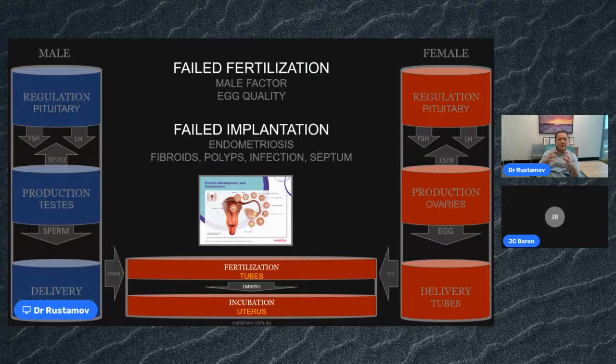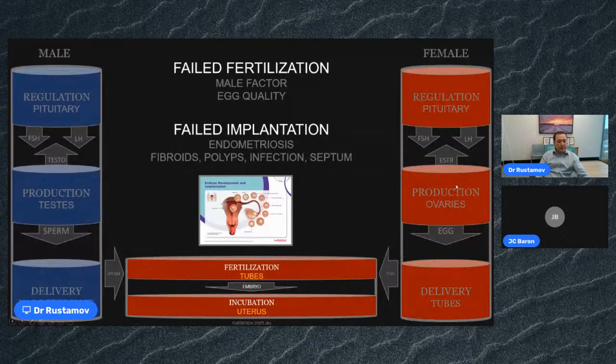This is why in some patients, tubes may be patent, but they may not achieve pregnancy. Still, it may be linked to the function of the tube. The next step is implantation of the embryo and incubation of the embryo for 9 months during the pregnancy. Implantation happens 5 days after fertilization. It takes 5 days for the embryo to travel back into the uterus. Then the endometrium should create an optimal environment for implantation.